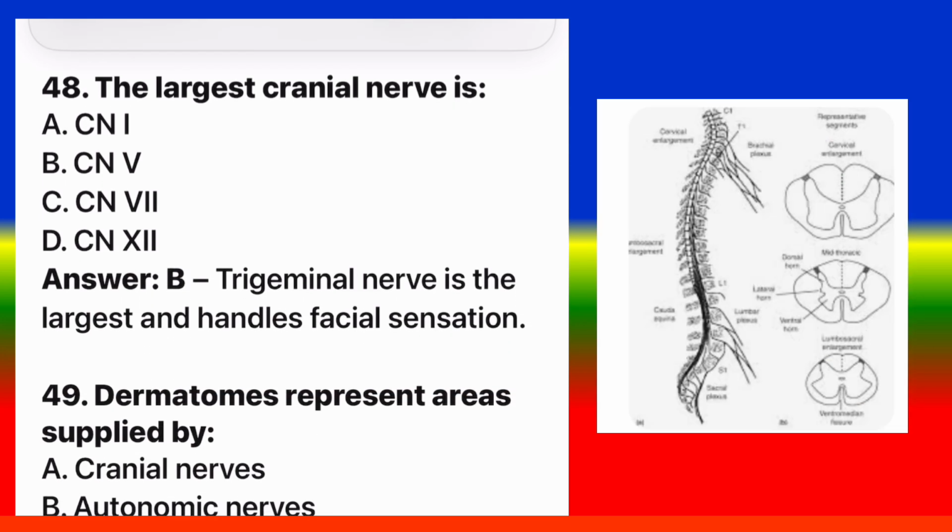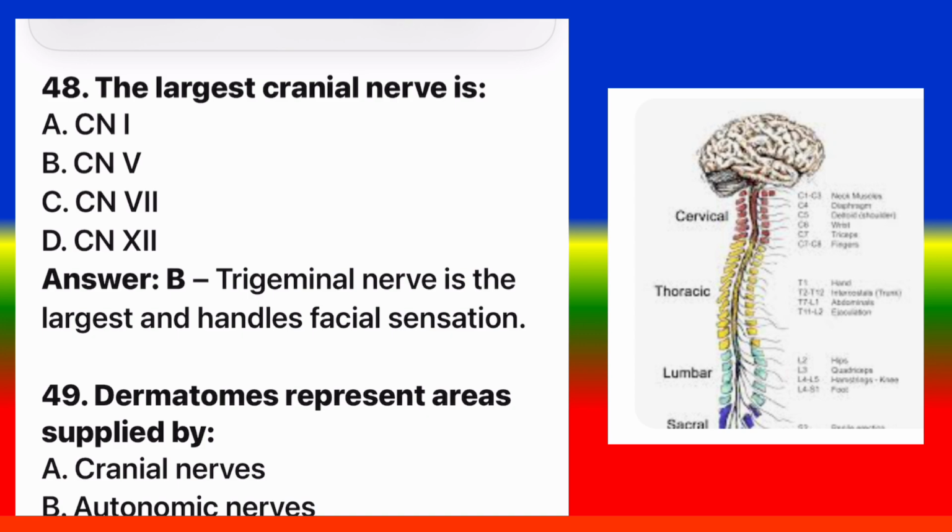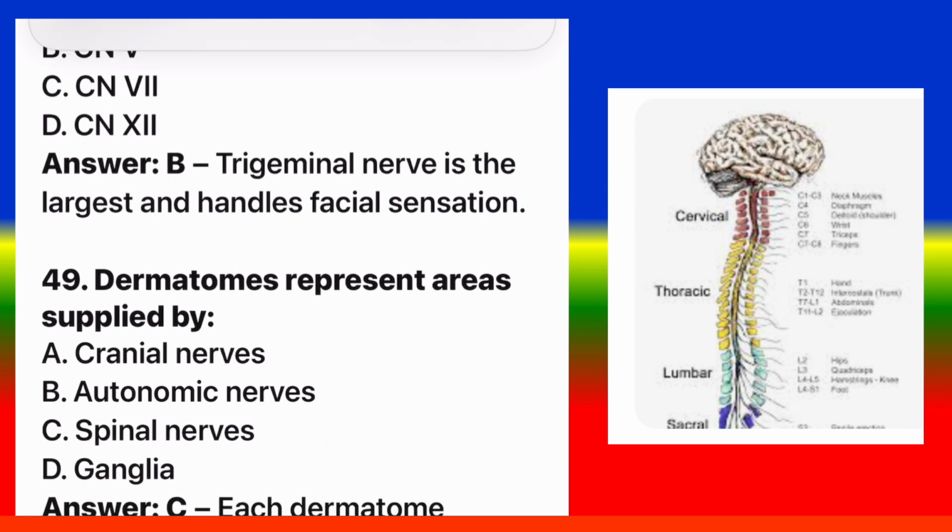48. The largest cranial nerve is A. CN1, B. CN5, C. CN7, D. CN12. Answer B. Trigeminal nerve is the largest and handles facial sensation.